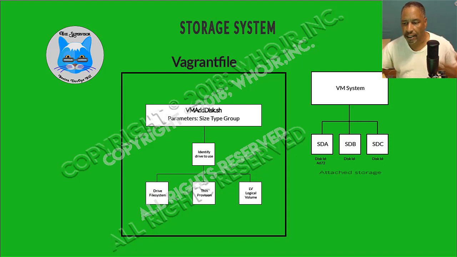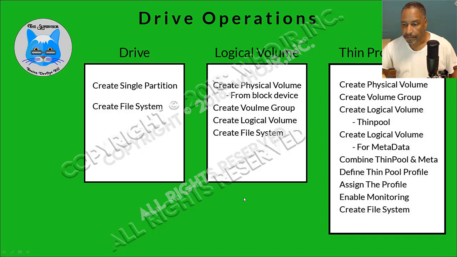And we defined those parameters so that we could pass in what type of drive we wanted to create. We had just a regular drive with a file system. We could create a thin provisioned volume, or we could just create a regular logical volume. So today we're going to define each one of these. Our regular drive will have a single partition, and we'll create a file system on it. So very basic, very straightforward.